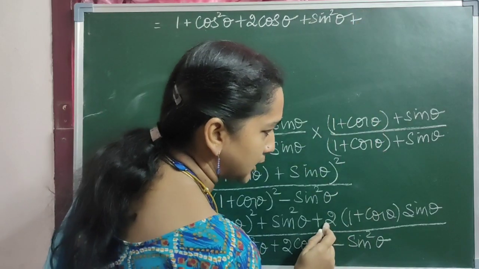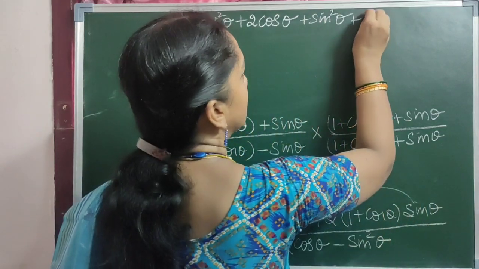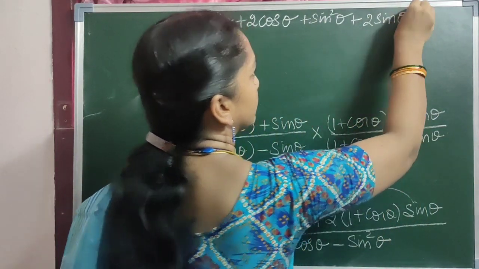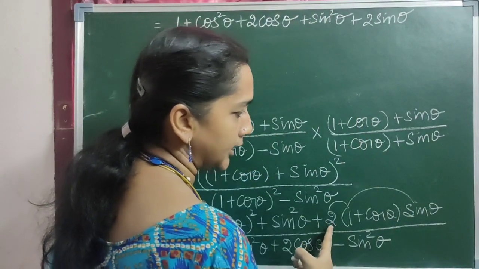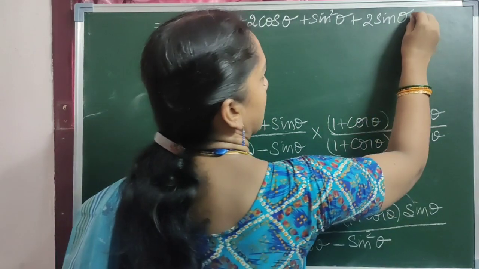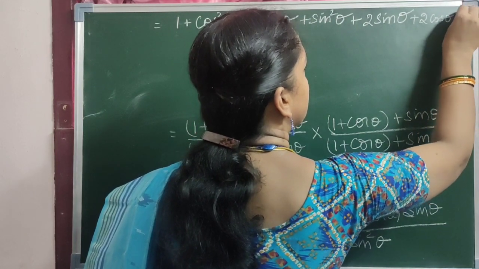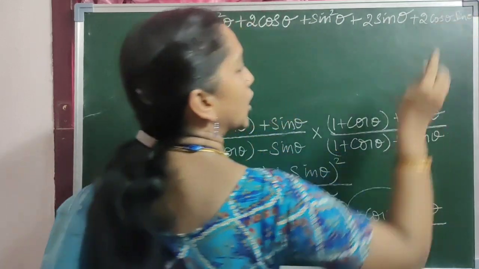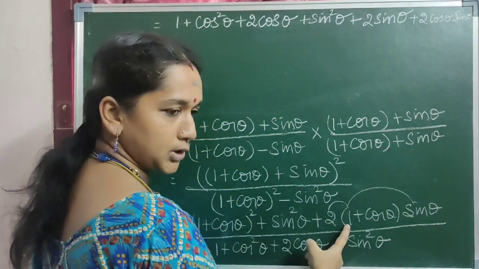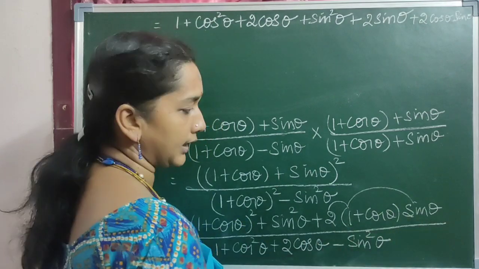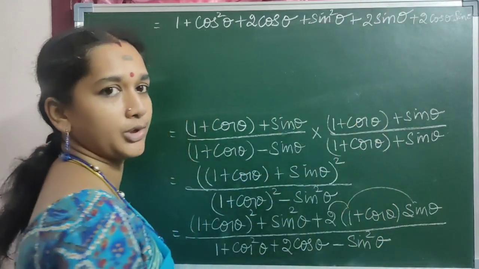Plus, you multiply this to everything. So 2 into 1 into sin theta, that is 2 sin theta. And 2 into cos theta into sin theta, plus 2 cos theta sin theta. One more time I will repeat: 2 into 1 is 2, so 2 sin theta. Then 2 into cos theta into sin theta. That is the thing I wrote here.